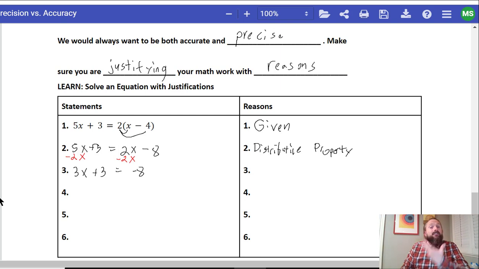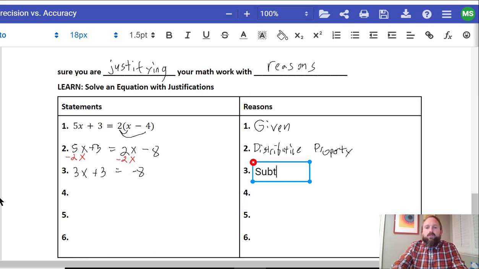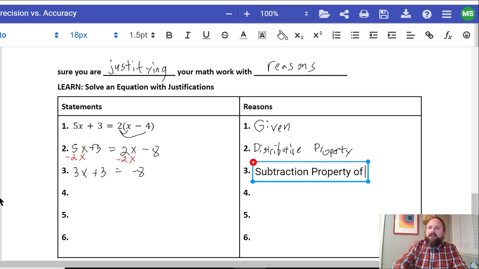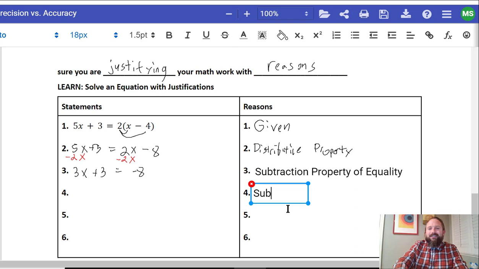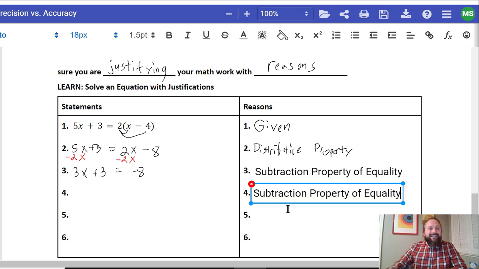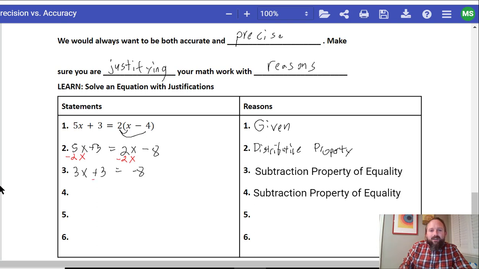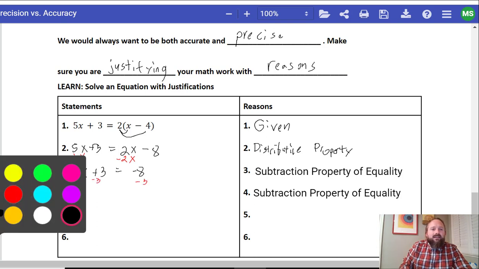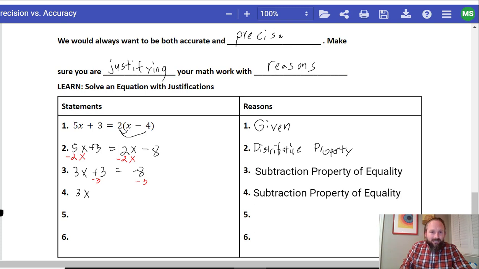So I use the subtraction property. And heck, I could put this into text. The subtraction property of equality. The next part, I'd probably want to minus 3 on both sides. So I'd probably want to do the subtraction property of equality on both sides again. Well, let's do it. So I'm going to want to minus 3 on both sides. And so I get 3x plus 0 is equal to negative 11.